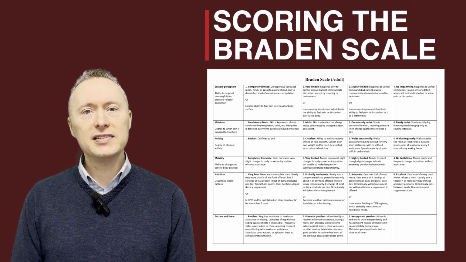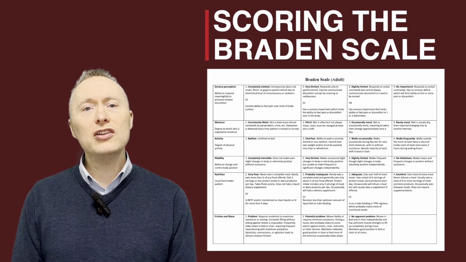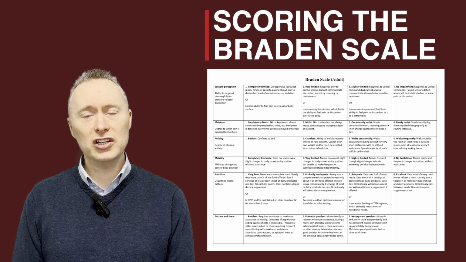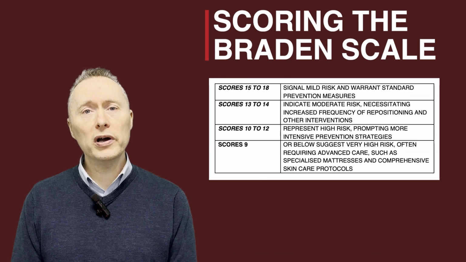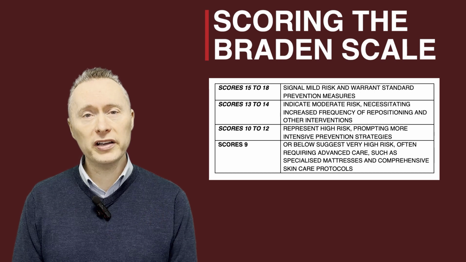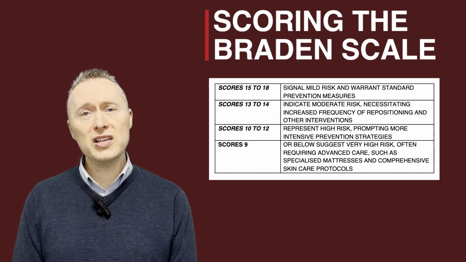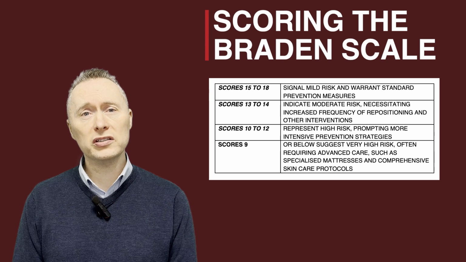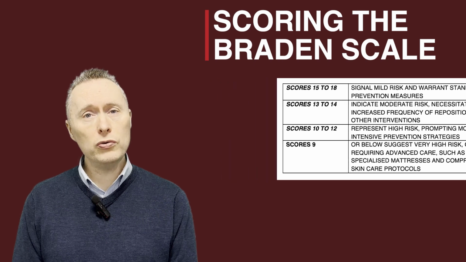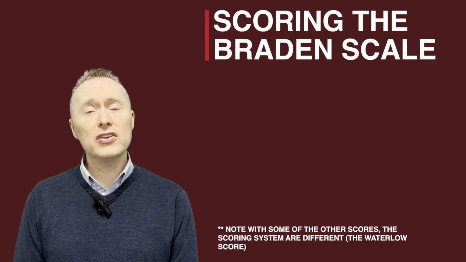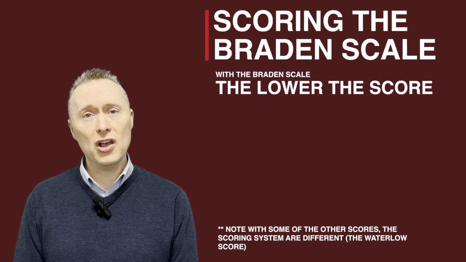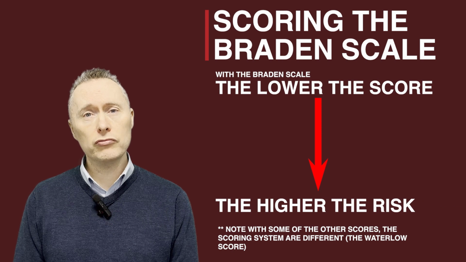Scoring the Braden scale is a delicate balance. It's a numerical expression of a patient's condition, but behind each number is a narrative of their current health status. A lower total score signals a higher risk of ulcer development, necessitating a nuanced interpretation and a tailored, individualized and robust care plan. Note that with some of the other scores, such as a Waterlow score, the scoring system here is different. The lower the score, the higher the risk.